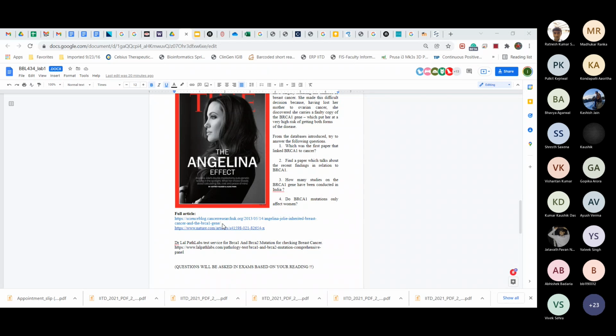Sir, if we search BRCA1 on PubMed, and again I search this term on Google Scholar, why are there more papers on Google Scholar? Good question. Google Scholar not only has referenced publications, but it also has a lot of other sources from where it has articles.